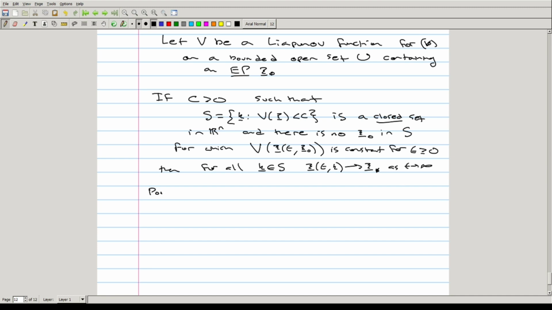And the proof of this uses limit sets from before and positively invariant sets. And it's a little bit long, so I'm not going to cover it, but again, it's in the book.